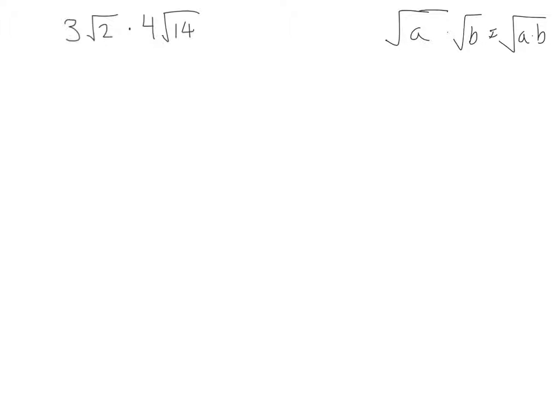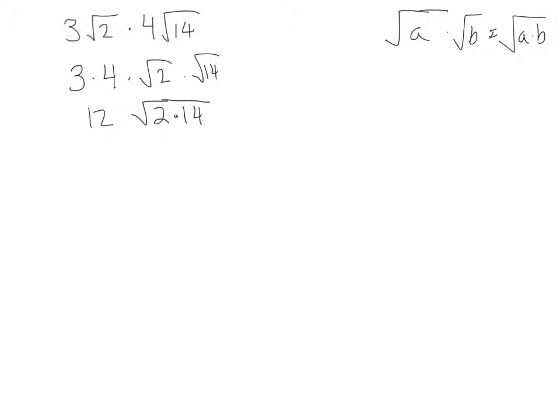But at any rate, what we're going to do is take advantage of the fact that this is a bunch of multiplication, and we're going to use the commutative property to rewrite it as 3 times 4 times the square root of 2 times the square root of 14. The 3 times 4 is clearly going to be 12, and the square root of 2 times the square root of 14 we're going to rewrite as the square root of 2 times 14.